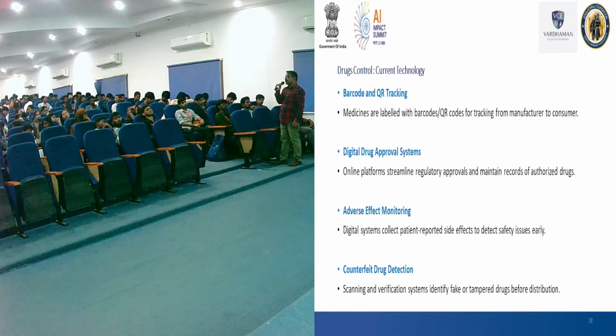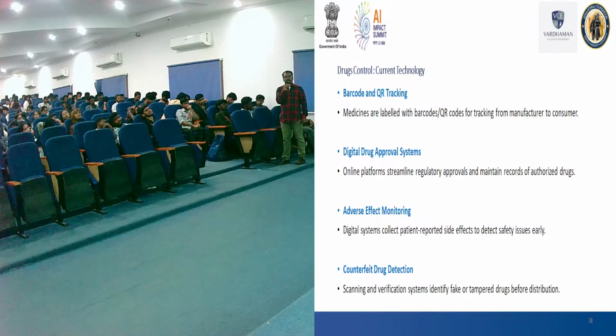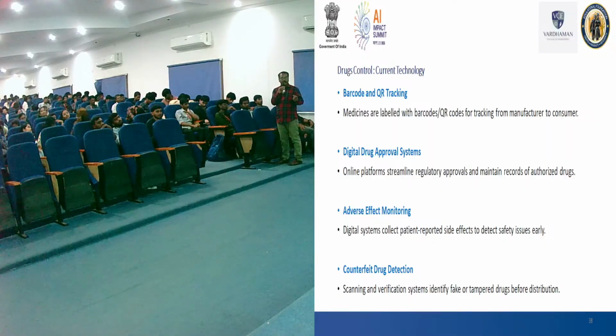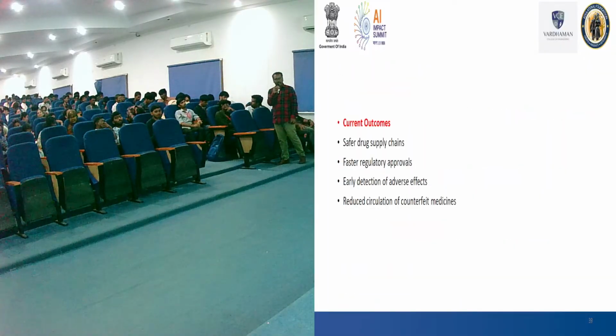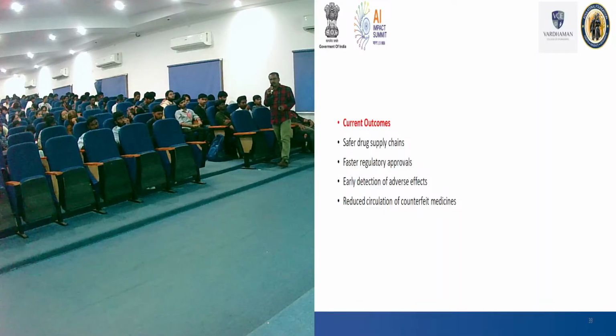Barcode and QR tracking. What is the current technology we are using? Barcode and QR tracking, digital drug approval systems, side effect monitoring, counterfeit drug detection. So these are the technologies currently used, with government approval. So the government has to come in, and then a safer drug supply chain, faster regulatory approvals, fewer cases. We are going to reduce the circulation of counterfeit medicines.